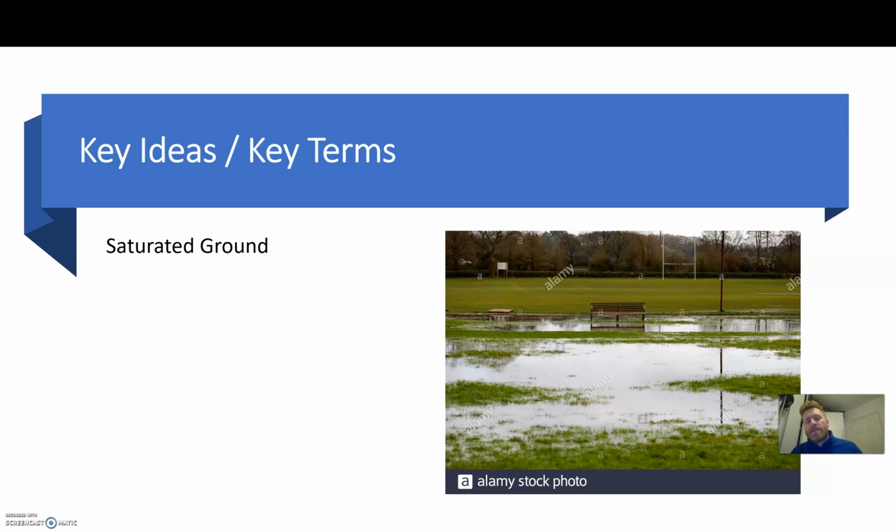When the ground is already saturated, it's already full of water, infiltration can't take place. If infiltration isn't taking place, if water's not sinking into the ground, then it's going to stay on the surface and get into the river much quicker. If it gets into the river much quicker, it increases the chance of a flood.